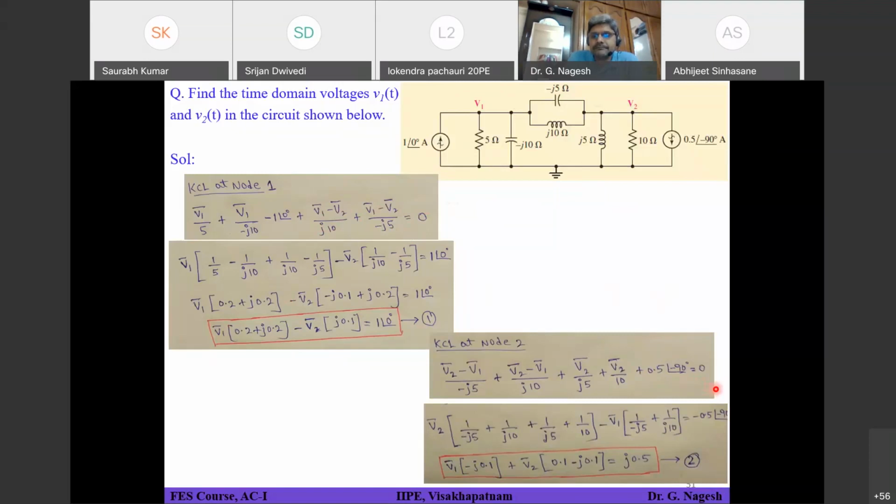Okay, so you have got exactly the same thing. So all of you, please try to do that. You should get exactly the same expression. After that, you have two equations and two unknowns, so V1 and V2 you can find out.